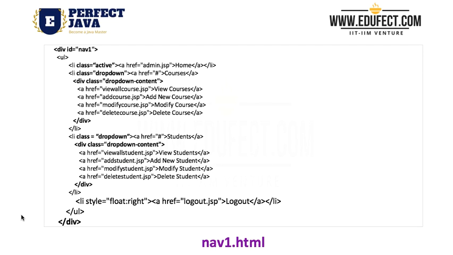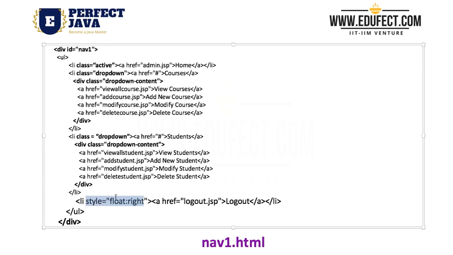Any other change? Yes, we have made one final change, which is this change here. And what is this change here? So here we are saying li style is equal to float colon right. What does this mean? That this li that we have here will float to the right. So this will come to the extreme right. So typically, like we see on our screens, the logout comes to the extreme right. So when we say style is equal to float colon right, it will float to the right of the screen. So in that navigation bar, it will come to the right of it.